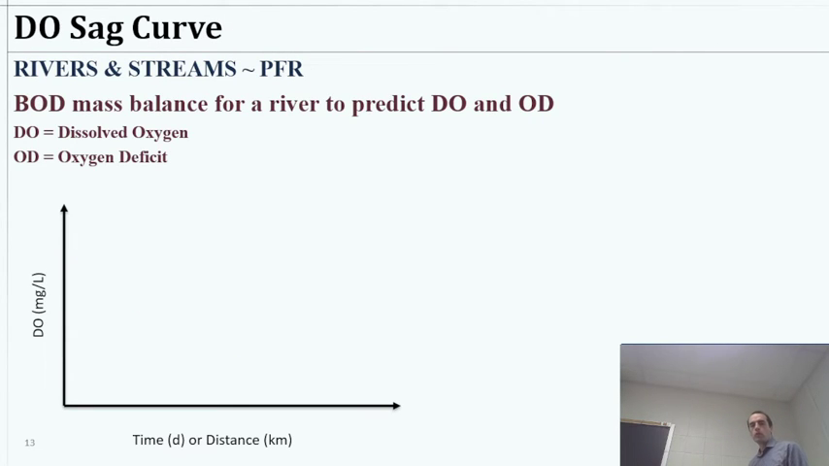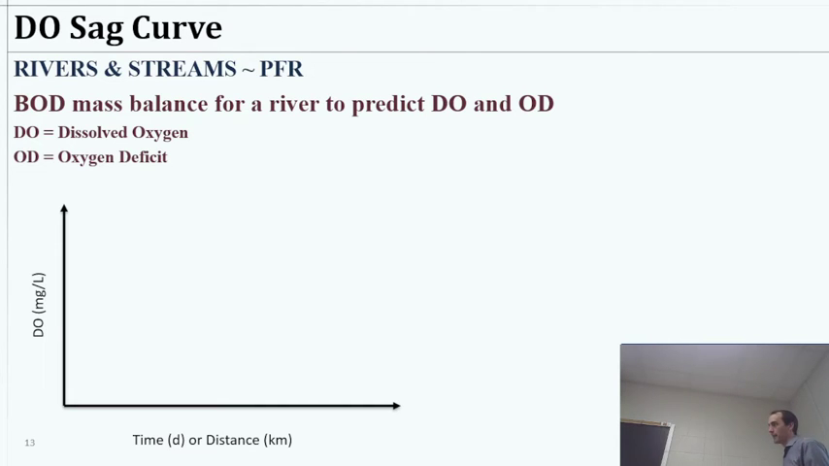Okay, so the DO sag curve then is essentially, as mentioned already, like a plug flow reactor. And what we're going to do is sort of model the two. I was kind of ahead of myself and already described all of this, so I'm just going to pretty much skip it. But it's a mass balance on BOD, right? Or really a mass balance on oxygen using BOD.